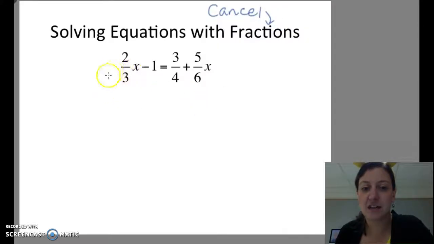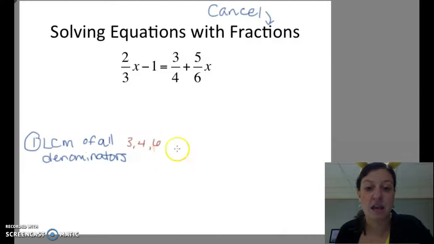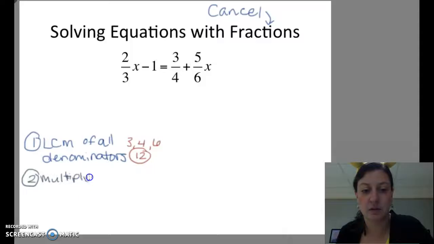Find the LCM of all of the denominators. So step 1 is to find the LCM of all denominators. All the denominators we've got here are 3, 4, and 6, because this has a denominator of 1, right? And that's going to be 12. Step 2, multiply all terms by the LCM.